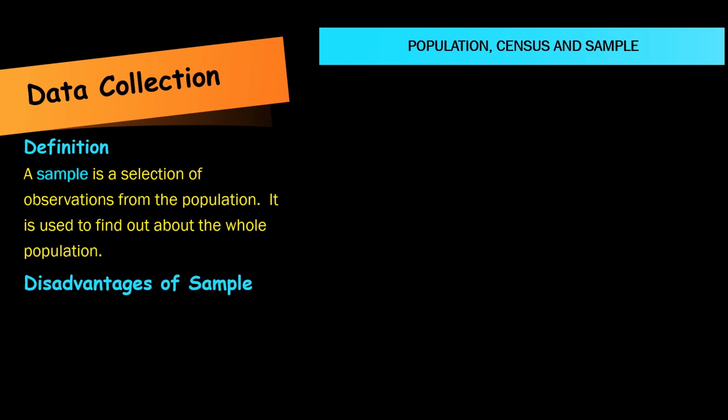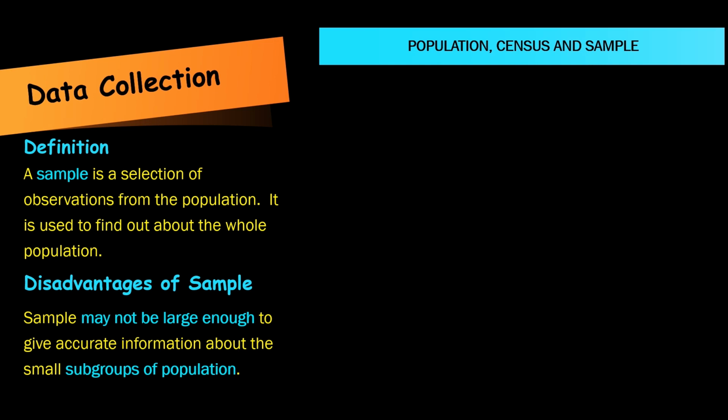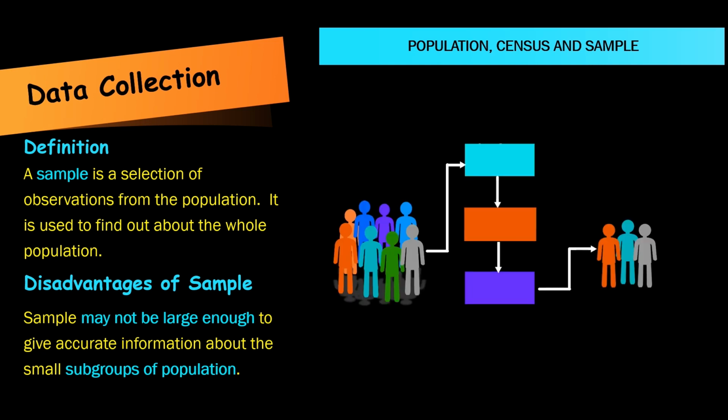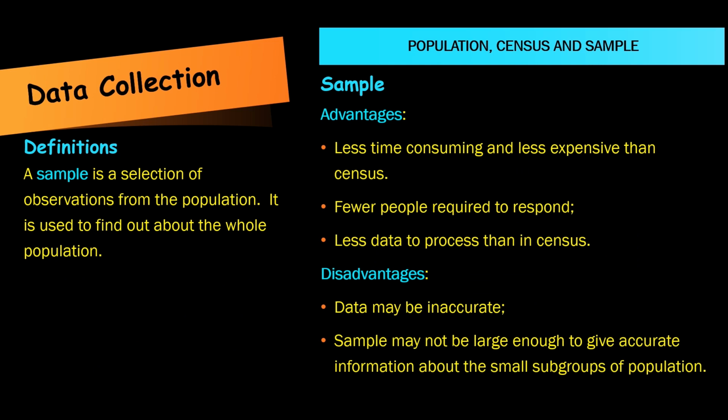However, there are of course disadvantages to sampling. It does give less accurate results than a census. And the sample may not be large enough to give accurate information about the small subgroups of the population. So, for example, here you can see that the person highlighted in green is not included in our sample. Here's a summary of the advantages and disadvantages of sampling.